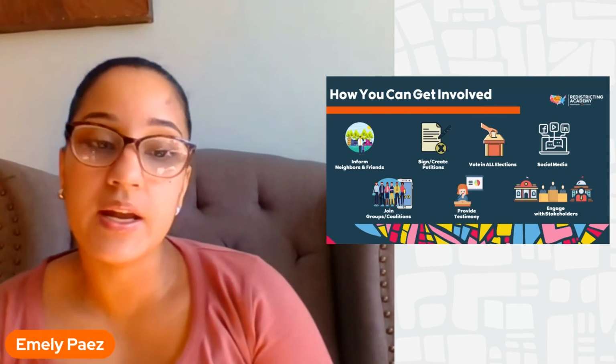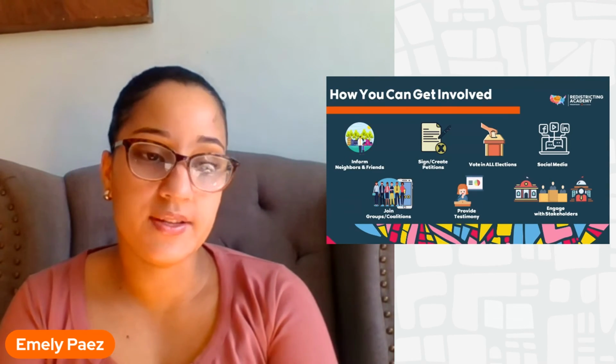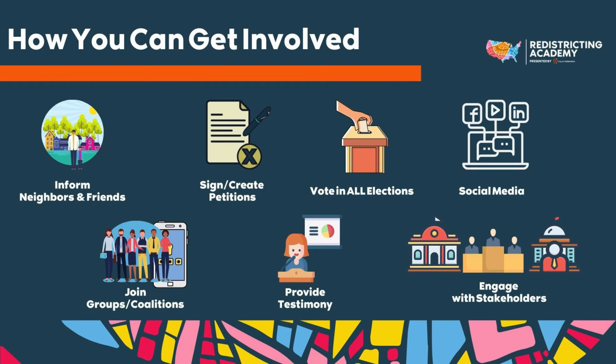So, how can you get involved in the redistricting process? First, there's no better way to be a messenger than to inform your neighbors and friends about this phase, and to sign and create petitions. If you may not have the ability and the bandwidth to create a testimony, join like-minded conversations and organizations to create collective proposals. Vote in all elections. Make sure that you are actively engaged in the voting process.